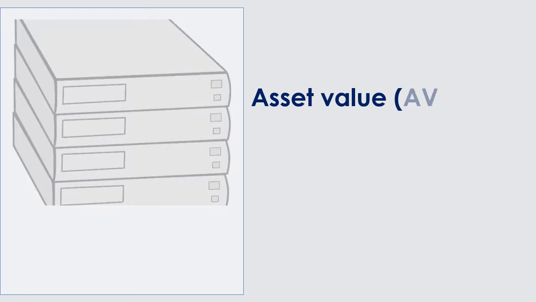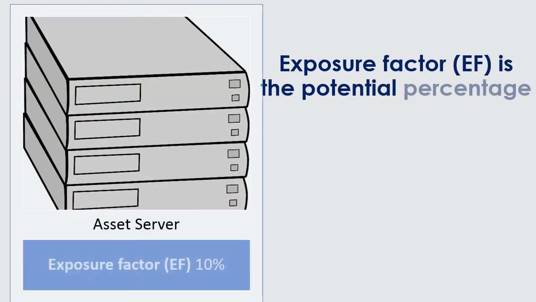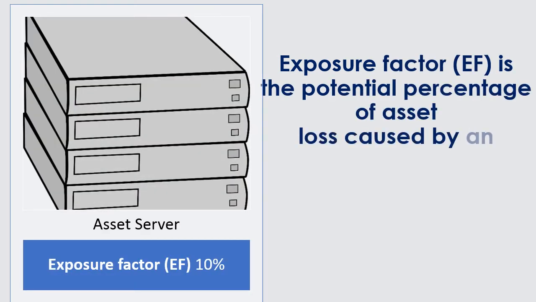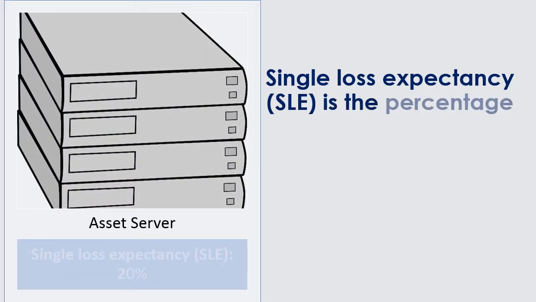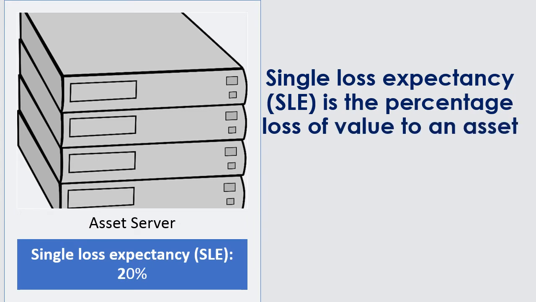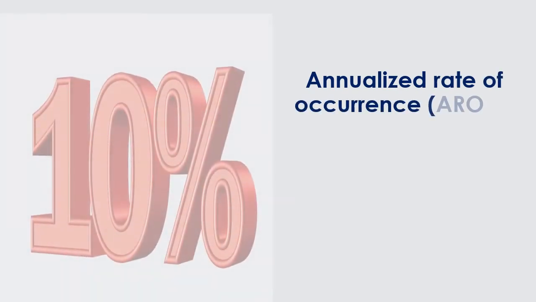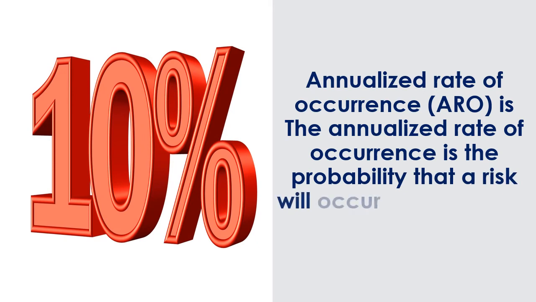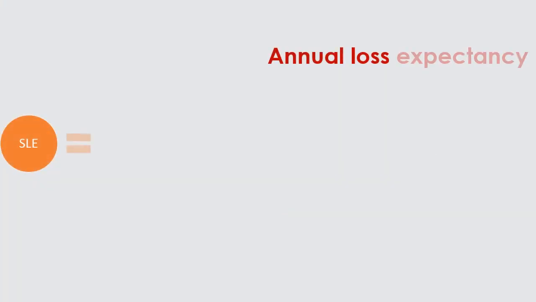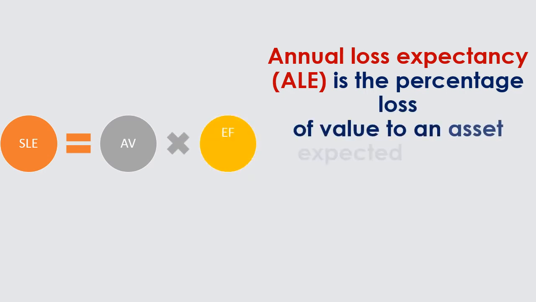Asset value, AV, is the value of an asset to an organization. Exposure factor, EF, is the potential percentage of asset loss caused by an identified threat. Single loss expectancy, SLE, is the percentage loss of value to an asset expected from the realization of a risk. Annualized rate of occurrence, ARO, is the probability that a risk will occur within a year. Annual loss expectancy, ALE, is the percentage loss of value to an asset expected from the realization of risk over a year.